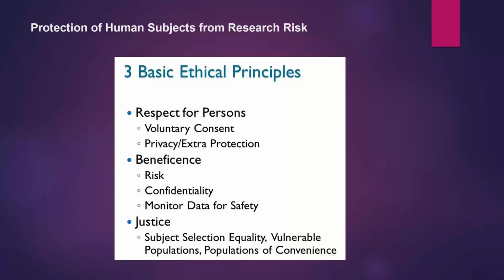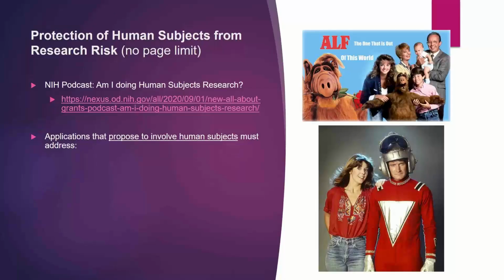In terms of beneficence, you need to minimize risk. You need to ensure confidentiality of all of the data you're collecting, and you need to monitor their data for safety. Third, you should enable justice for participants who are vulnerable. So you should provide subject selection equality, protect vulnerable populations, and reduce populations of convenience.